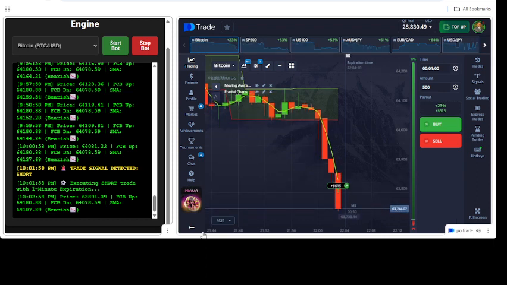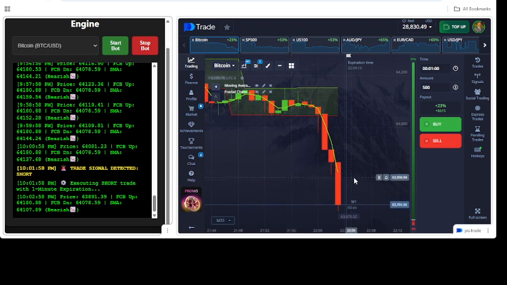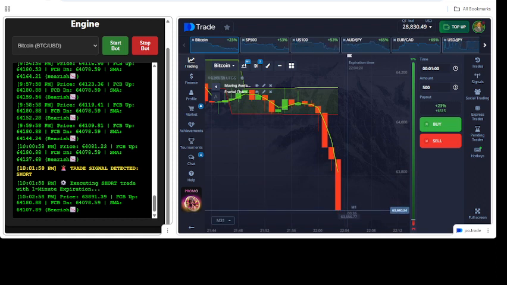Okay, so we won that trade. The trade alert actually helped us detect the signal here. So I'm going to pause the video and see if we can get one more trade out of this bot.